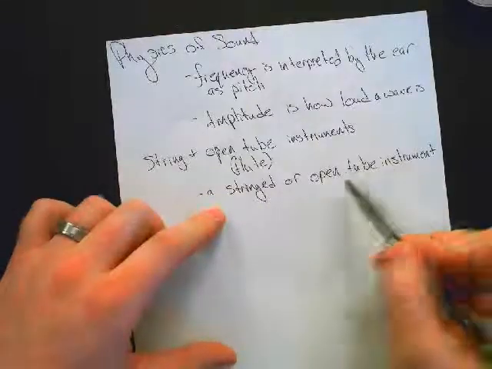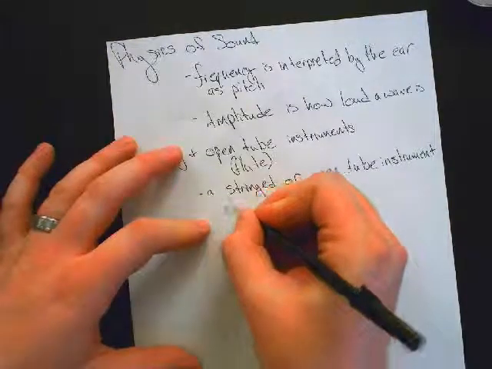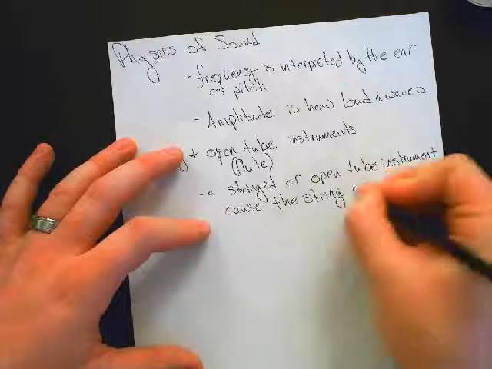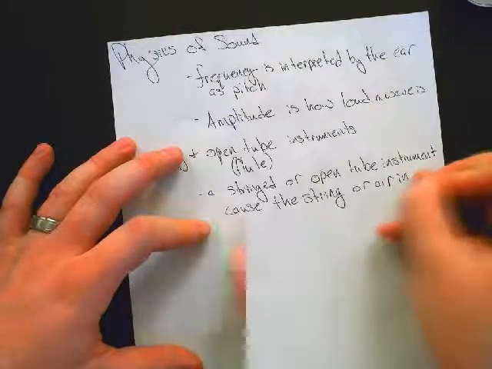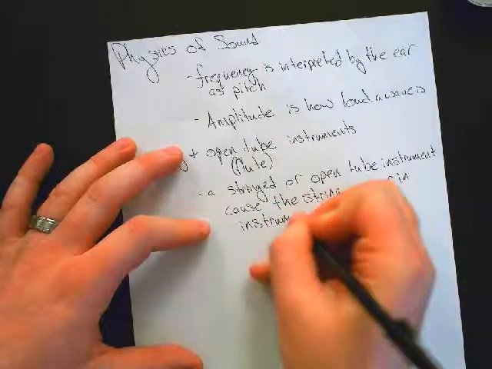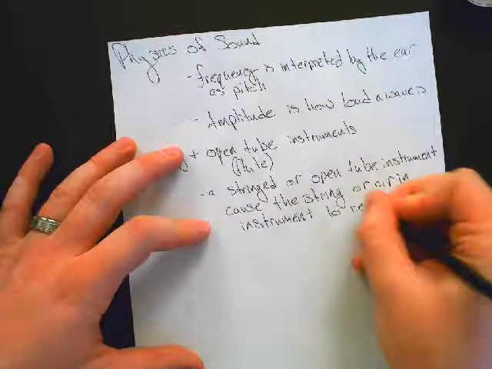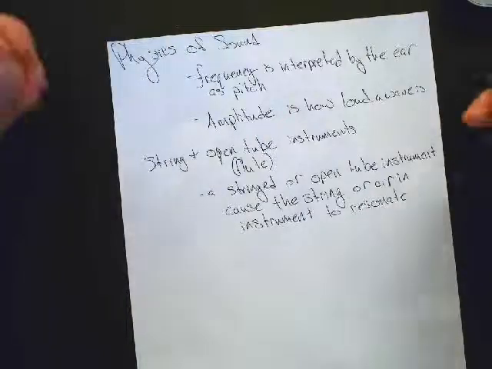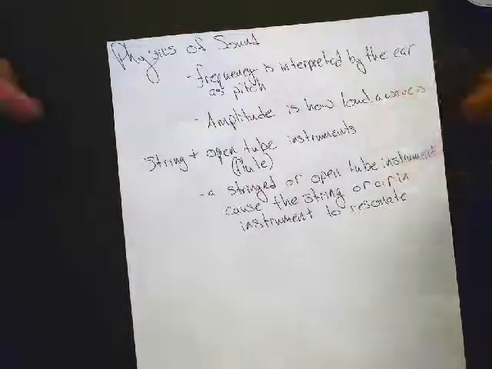Stringed instrument or open tube instrument cause the string or air in the instrument to resonate. When something resonates, that means that a vibration is introduced to that medium at the fundamental frequency of that substance. So if you start causing it to vibrate, it's going to create a standing wave within itself that builds and builds on top of itself.